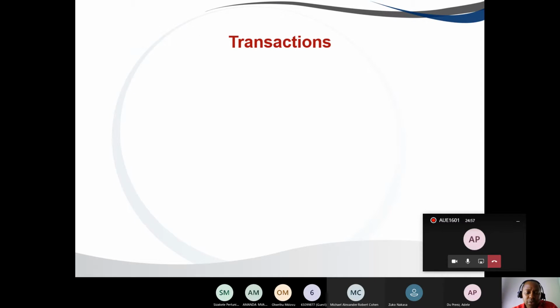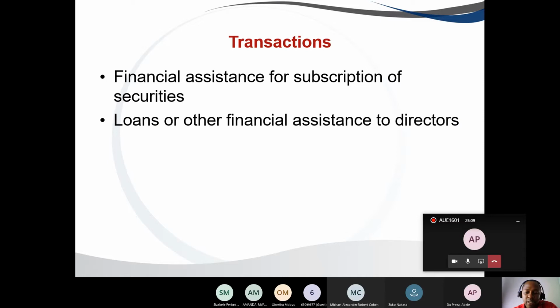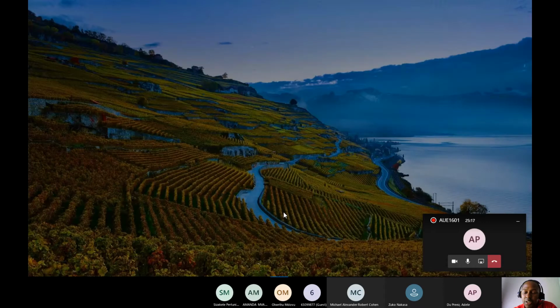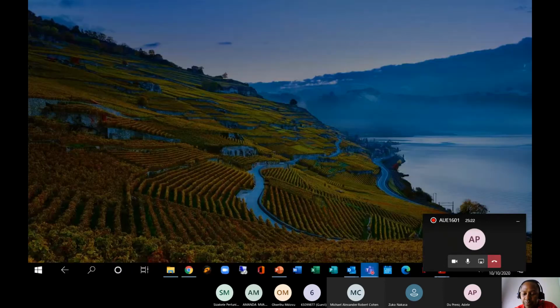But what we'll be covering today is transactions, which is fairly short, if I could put it that way, and that is regarding financial assistance for subscription of securities. And then secondly, we will look at the loans or other financial assistance to directors. And right now, I will direct our presentation to the study guide. If you can just give me a moment.